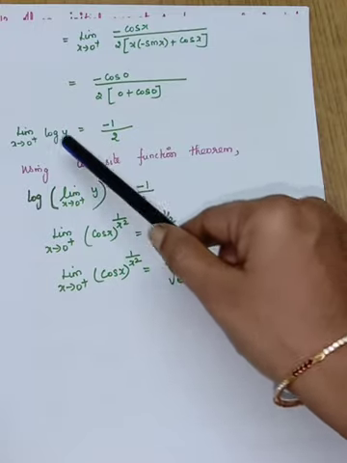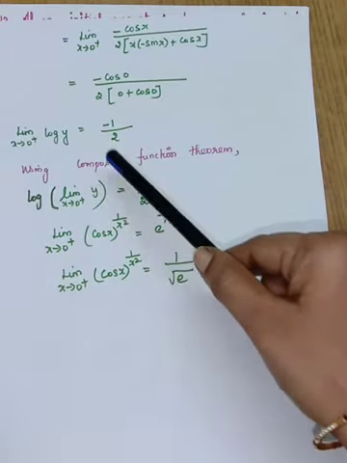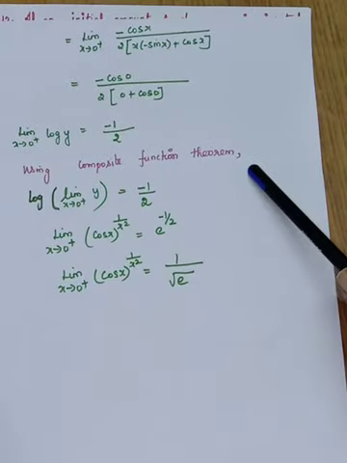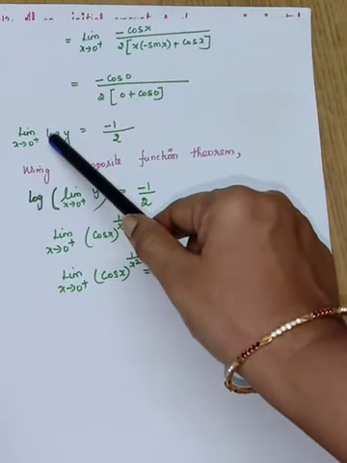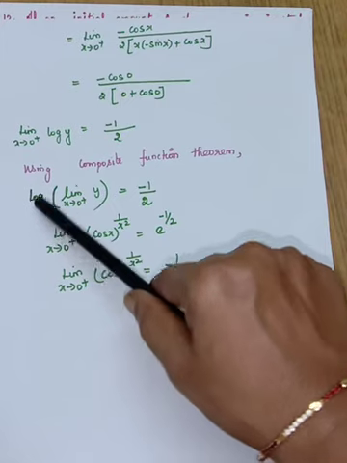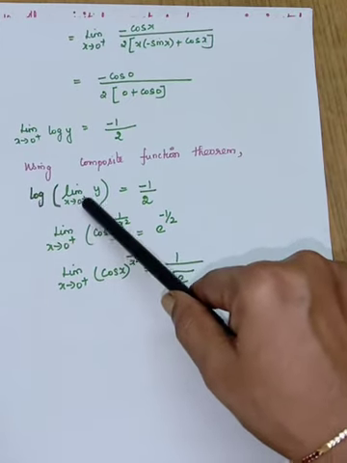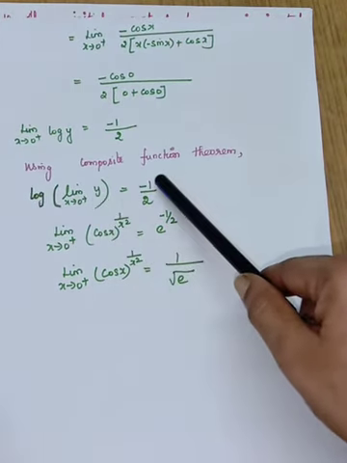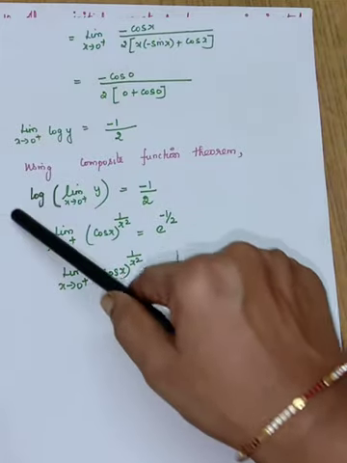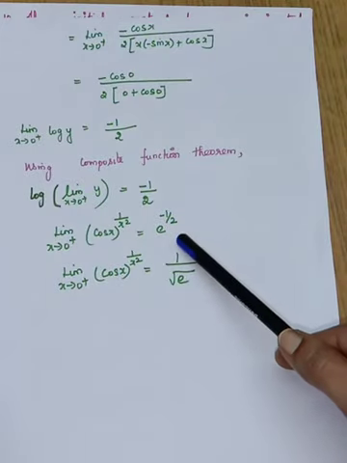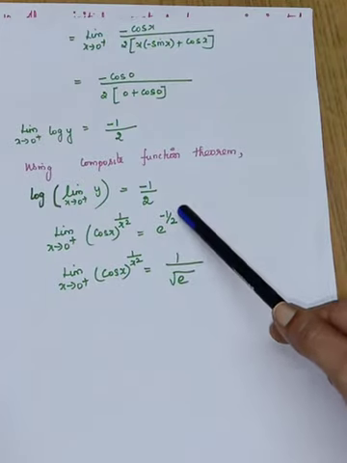So the left side is limit x tends to 0 plus log y. Okay, so here you have to use the composite function theorem. So according to that, this log will go out. So you will get limit x tends to 0 plus y, that is equal to minus 1 by 2. This log, when you take it to the right side, it will become e power minus 1 by 2.